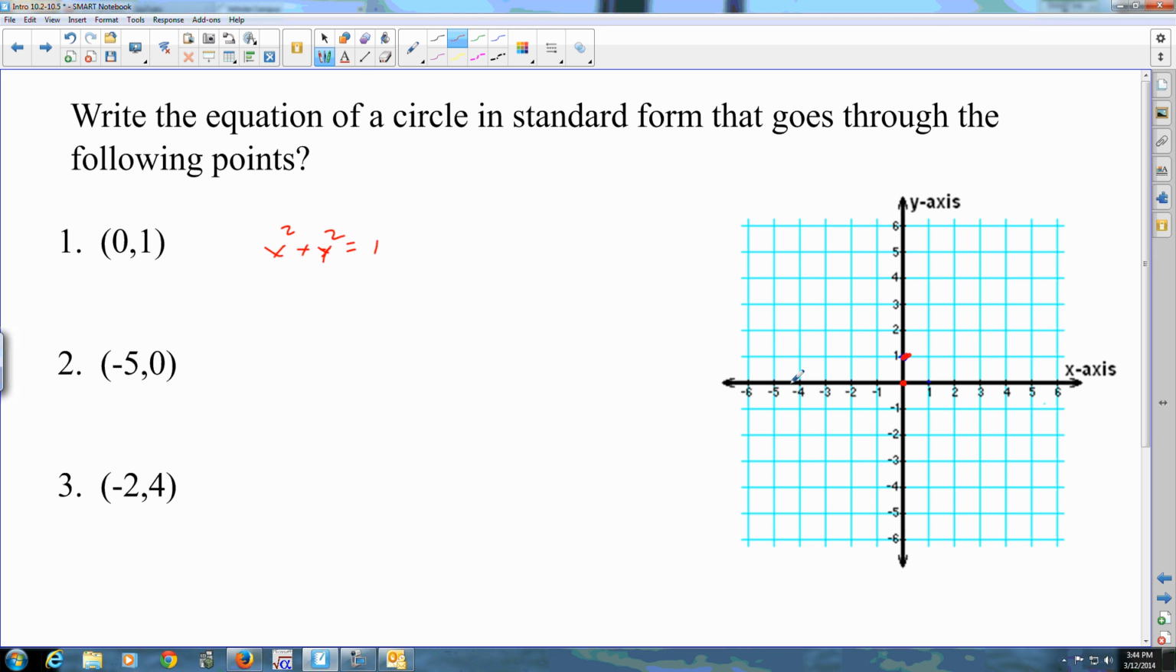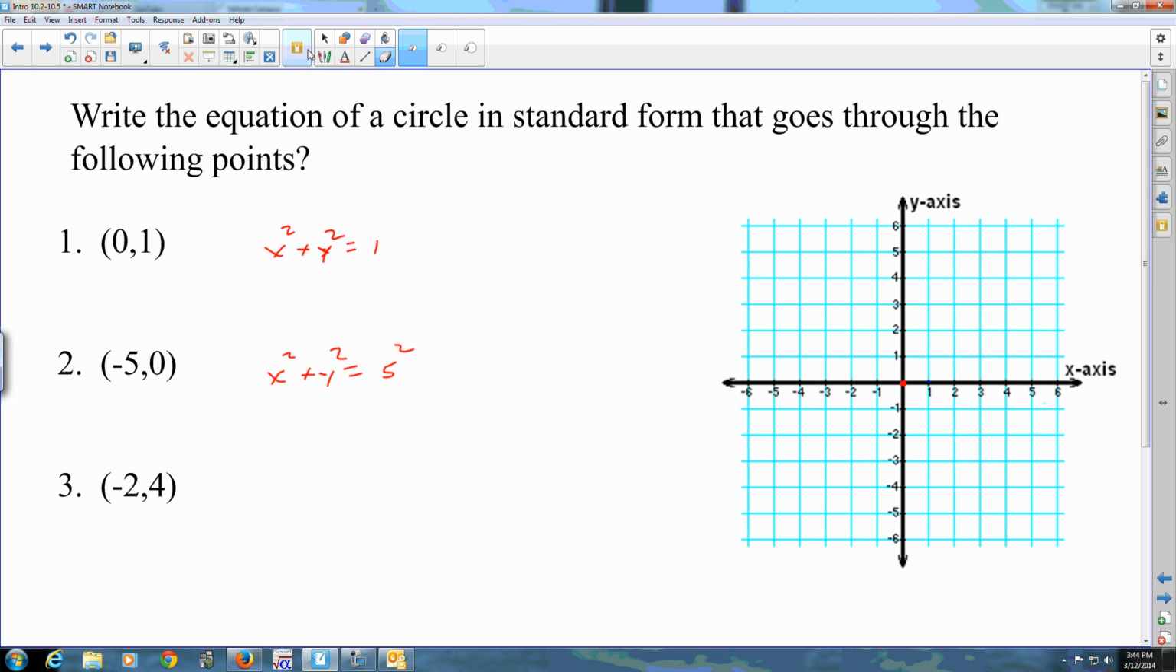Negative 5, 0. Well, if it's centered at 0, 0, what's its radius? 5. So x squared plus y squared is 5 squared. This one's going to be a little bit harder for sure.